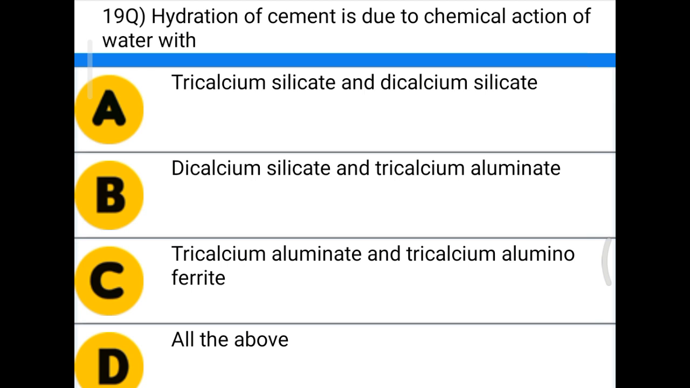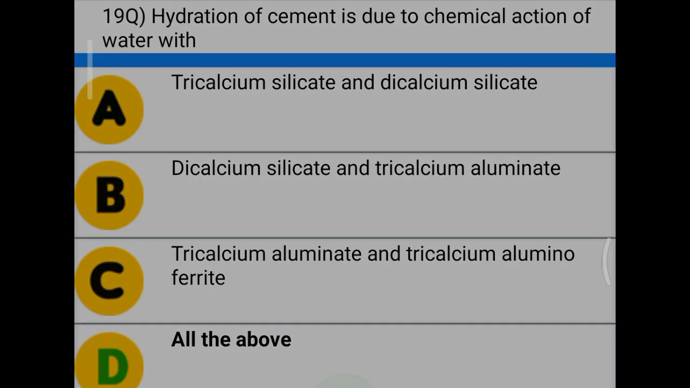Next question, hydration of cement is due to the chemical action of water with option A tricalcium silicate and dicalcium silicate, option B dicalcium silicate and tricalcium aluminate, option C tricalcium aluminate and tetracalcium aluminoferrite, option D all the above. The correct answer is option D all the above.